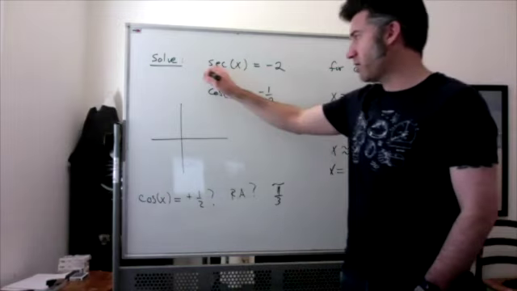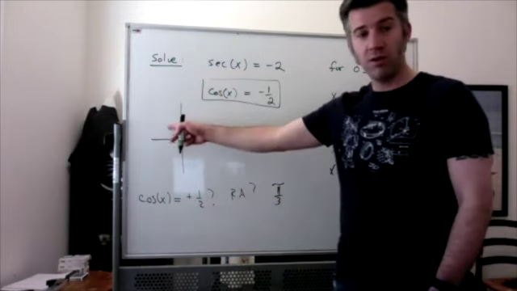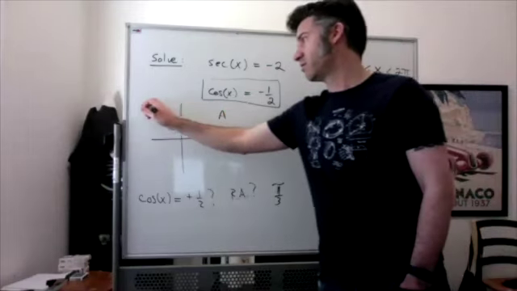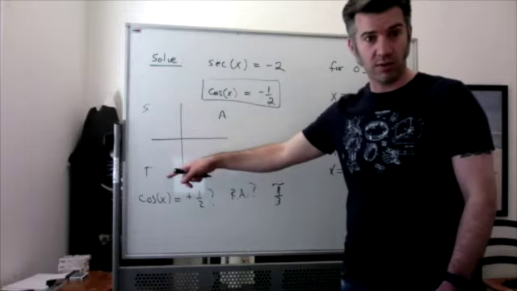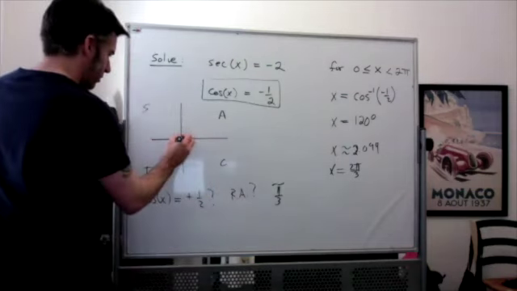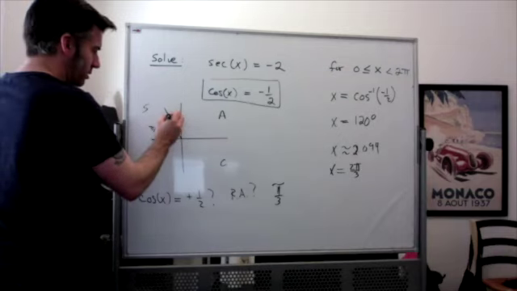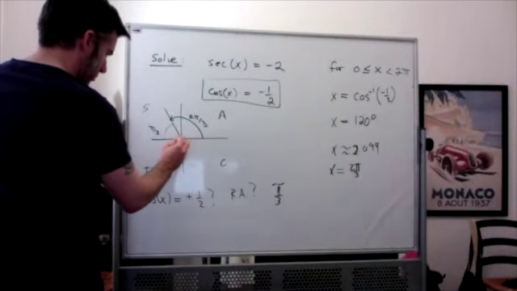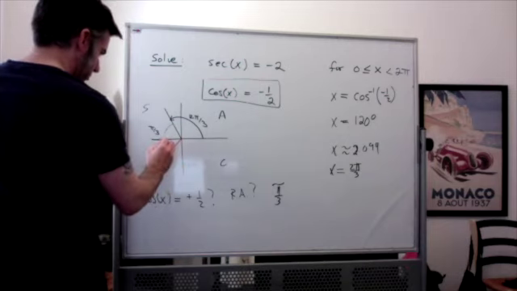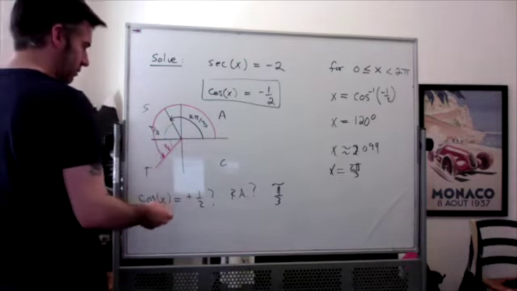π/3 is the angle that if you take cosine of it, you get 1/2. But now I actually want cosine of x to equal -1/2. So I need to look for angles that are in quadrants 2 or 3, because cosine is positive in the first and fourth quadrants, and cosine is negative in the second and third quadrants. So I'm looking for an angle in the second quadrant whose reference angle is π/3. That angle is 2π/3. I'm also looking for an angle in the third quadrant whose reference angle is π/3. And that angle is going to be π plus π/3, which is 4π/3.